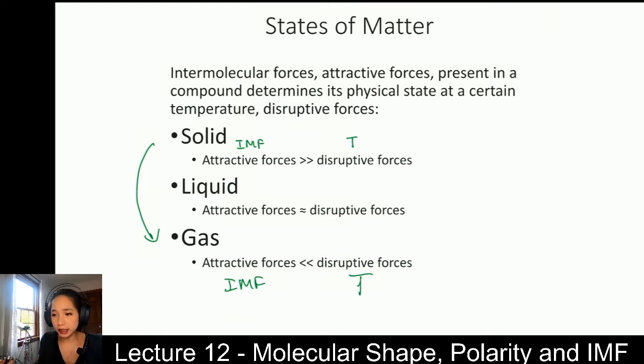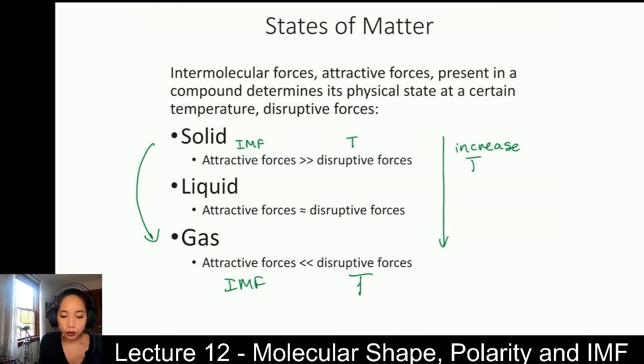Between solid and gas, when the attractive forces from intermolecular forces are somewhat equal to the disruptive forces from temperature, you'll have a liquid sample. That's just kind of in between. As you heat up a sample, like water, as you increase the temperature of a block of ice, the disruptive forces increase and you'll melt your ice into liquid water. In that case, the attractive forces are somewhat equal to the temperature disruptive forces.